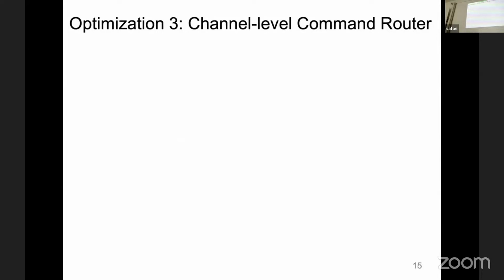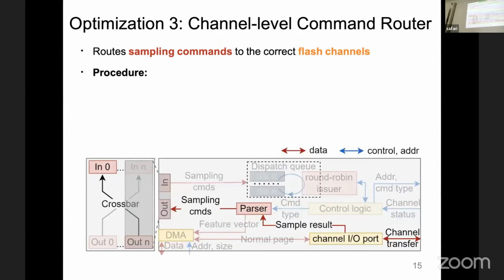To alleviate challenge 3, to reduce the firmware workloads, there's also a channel level command router, which is basically the bridge between the front end and the back end. The router basically runs a sampling command from the flash channels, because even if we generate the new commands, not all the commands can be done on the same die, because some neighbors can be on a different die. So we need to route them to the corresponding locations.